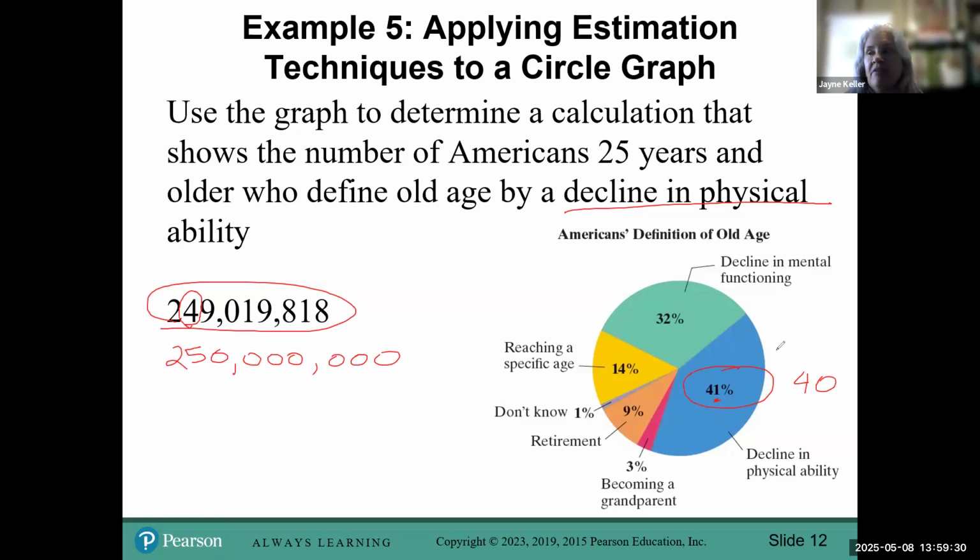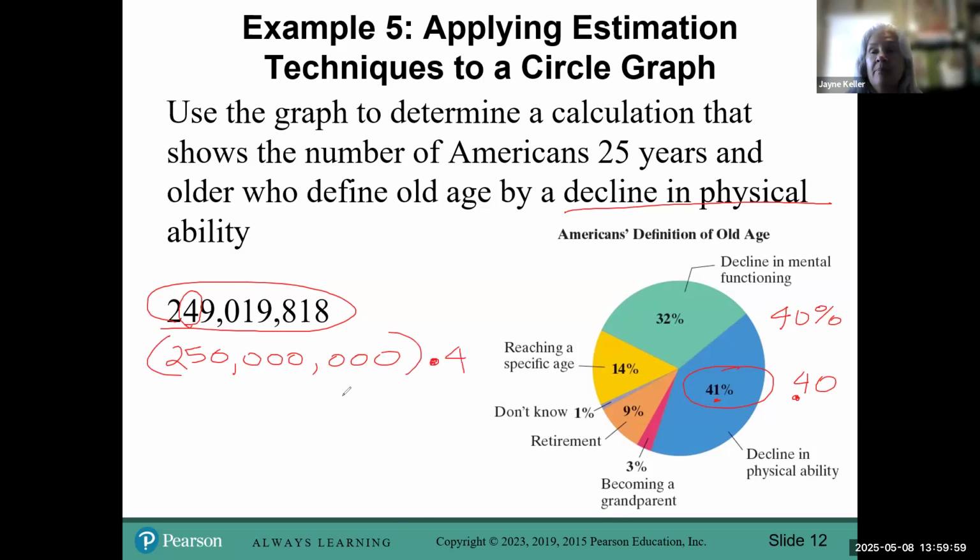And do you remember that 40% is equivalent to 0.4? When I'm converting the percent to the decimal, I move the decimal point 1, 2 places to the left. So 40% is equivalent to 0.40. Now I've got a really easy calculator or mental math problem.